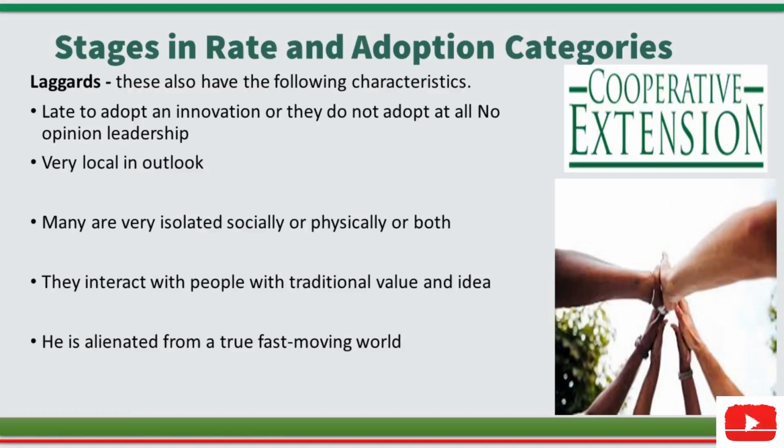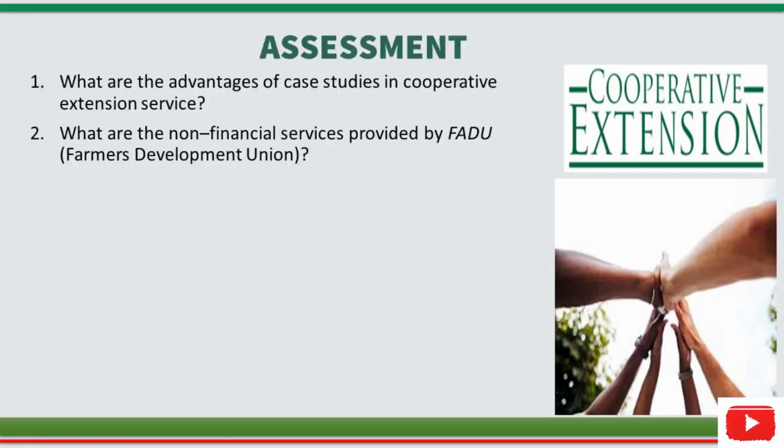Now, we have the last group, which we call the laggard. These also have the following characteristics. They are late to adopt an innovation. They may not even adopt it at all. They are very local in their outlook. Many are very isolated socially and physically, or both. They interact with people with traditional values and ideas. They are mostly alienated from a true fast-moving world.